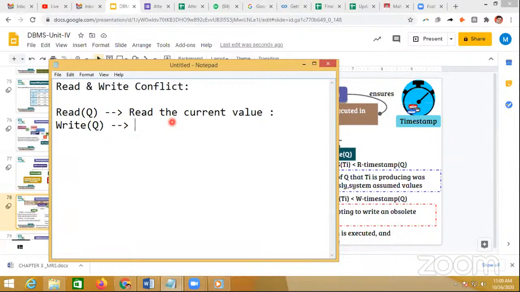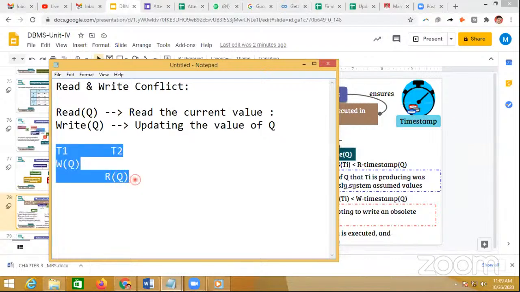It is indicating that you are updating the value of Q. It is expected that suppose there is a write operation first on Q and then a read operation on Q. This may happen where the write operation is of T1 and the read operation is of T2. I can say that it is a conflicting instruction. Why? Because here W is writing some updated value, and R should read this updated value written by transaction T1.